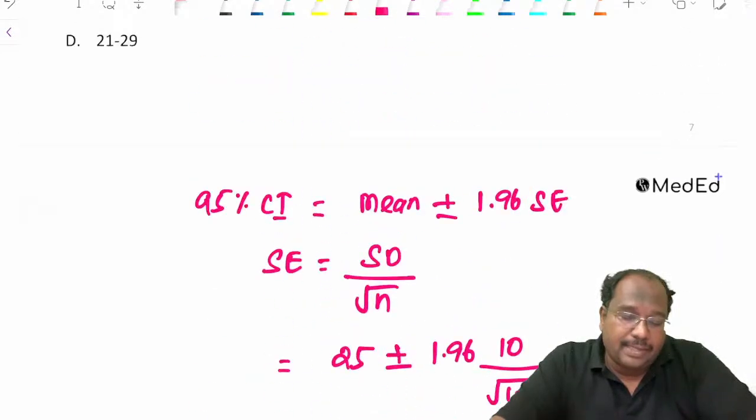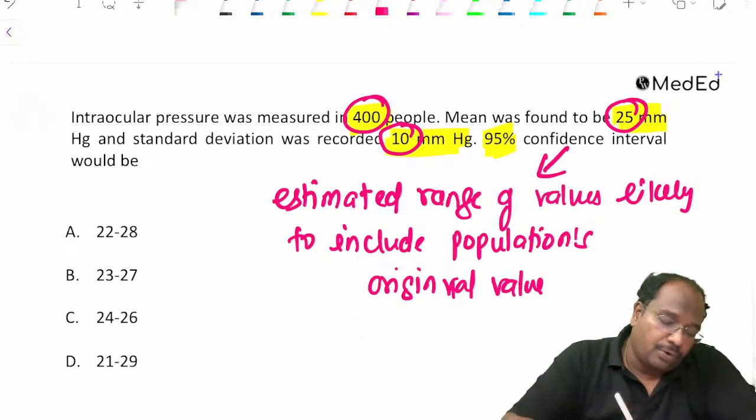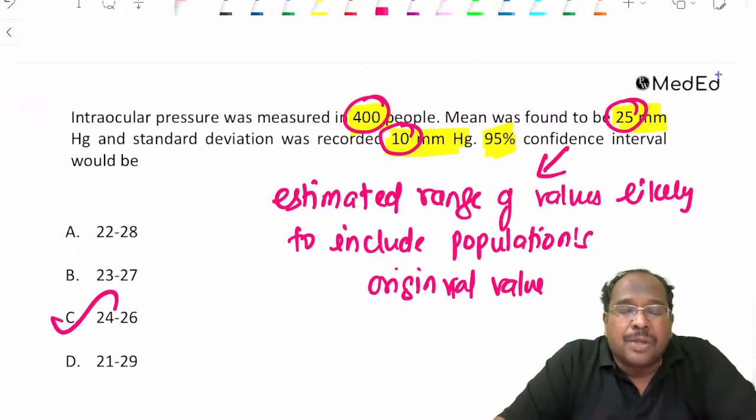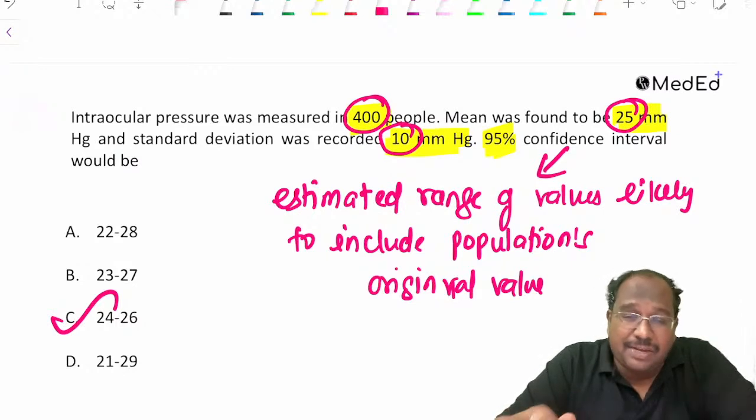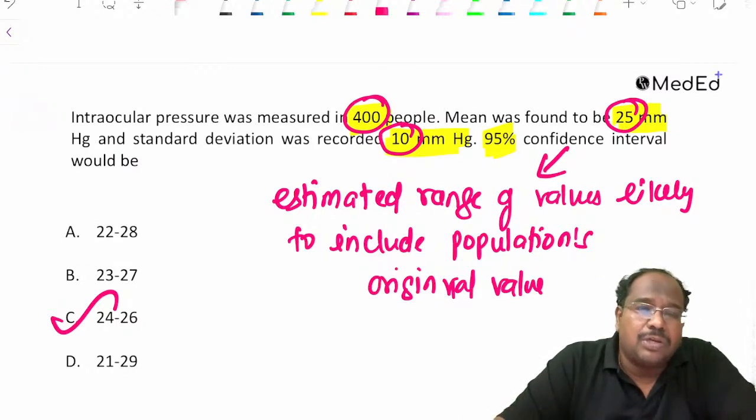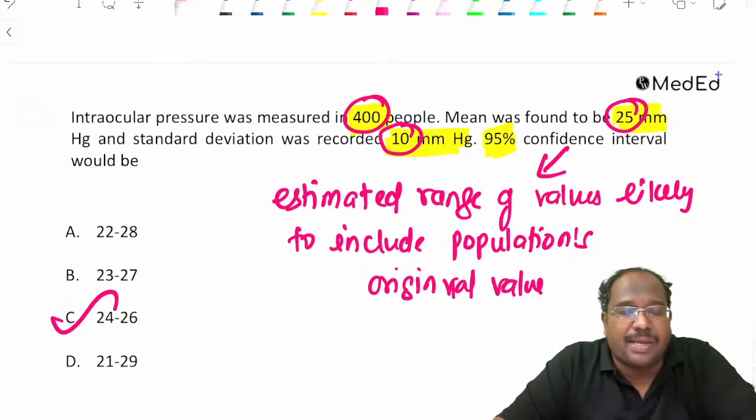I'll repeat again, guys. The answer is 24 to 26. So what is a confidence interval? It is the estimated range of values which is likely to include the population's original value. Here they ask for a 95% confidence interval, which means 95% of the times the population's original value will fall in it. Sometimes 90% or 99% can also be asked.